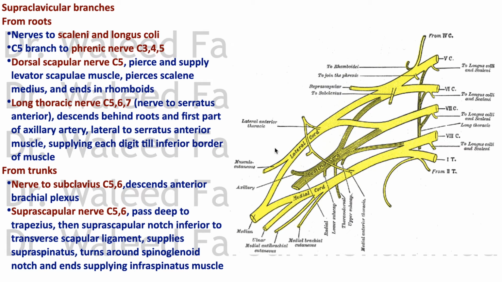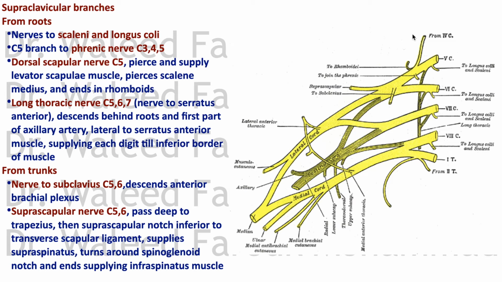The supraclavicular branches means branches from the roots and trunks. There are no branches from the divisions. Nerves to scaleni and longus colli, muscles of the neck. C5 branch to the phrenic nerve. Remember the root value of the phrenic nerve is C3, 4, and 5. This is the share from the brachial plexus. The rest of the phrenic nerve is from the cervical plexus.